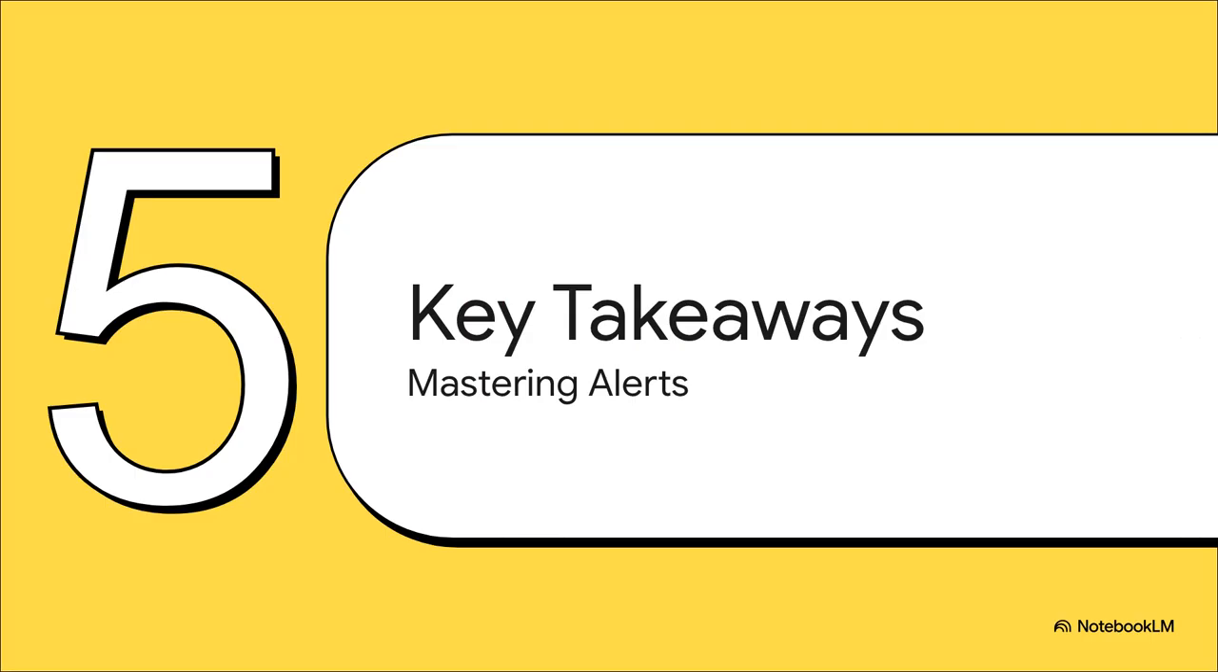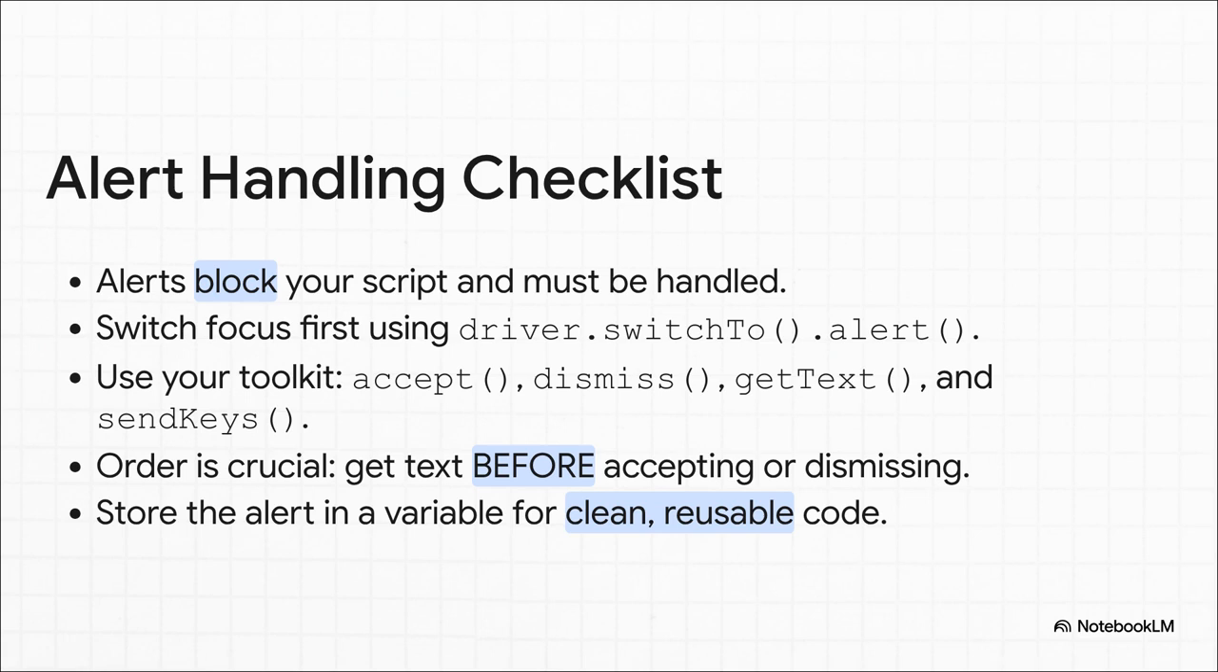Okay, we have covered a lot of ground. We've seen the problem, we've walked through the solution, and we've even picked up some best practices. Let's just do a quick lightning round to lock in the key takeaways. So number 1, alerts are showstoppers. You can't ignore them, you have to handle them. Number 2, your first move always is to switch focus with driver.switchTo.alert. Then you use your 4 superpowers: accept, dismiss, get text, and send keys. And remember the golden rule: order matters. Get the text before you close the alert. And finally, to write code like a pro, store that alert in a variable.